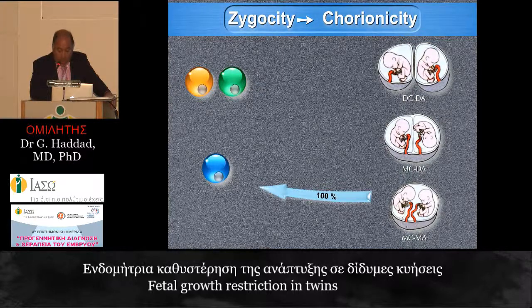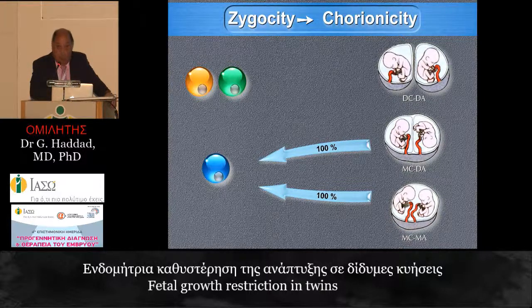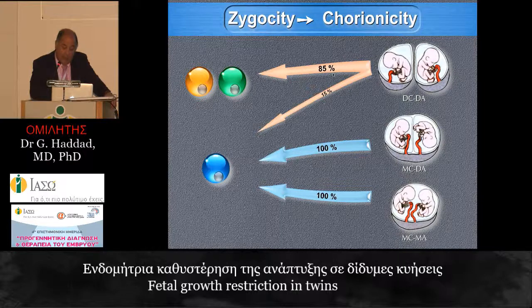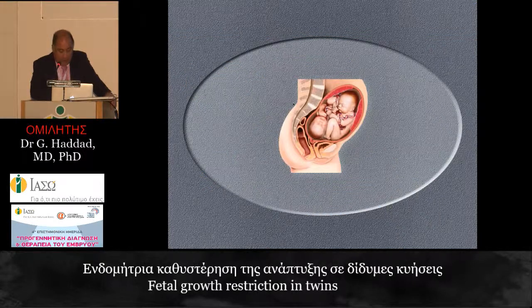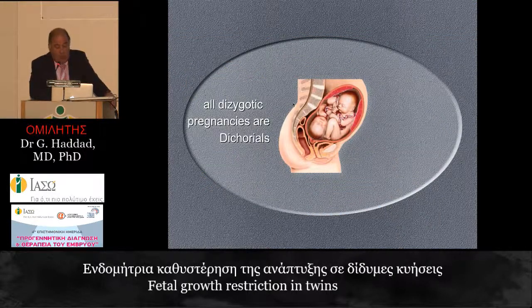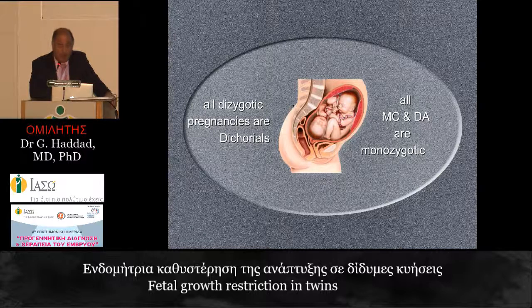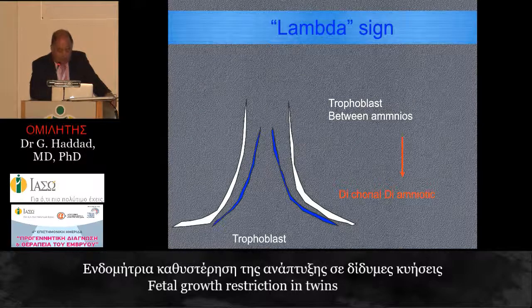When you have a mono-di, it's always a monozygote. When you have mono-di or mono-mono. But if you have di-di, in 95% it is a dizygote, and in 5% it's a monozygote. So all dizygote pregnancies are dichorial, but all mono-chorial or diamniotic are monozygote.